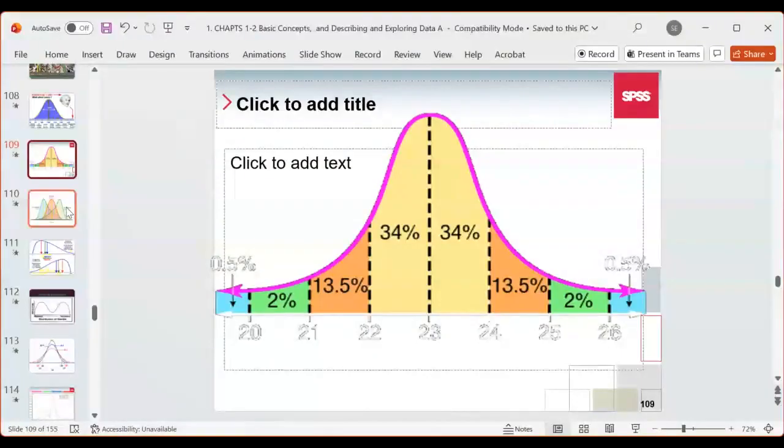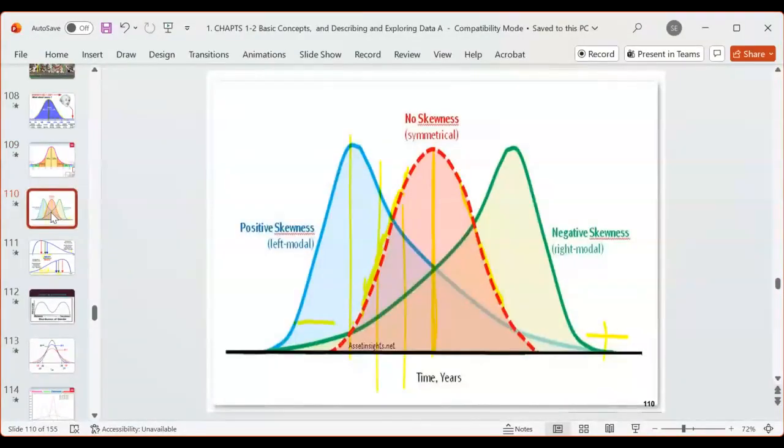So again, back to negatively skewed. As you can see, the red one in the middle is bell-shaped, or normal distribution. But when the tail, like the green one, is on the left side, then it's negatively skewed. But if the tail is on the right, it's positively skewed.